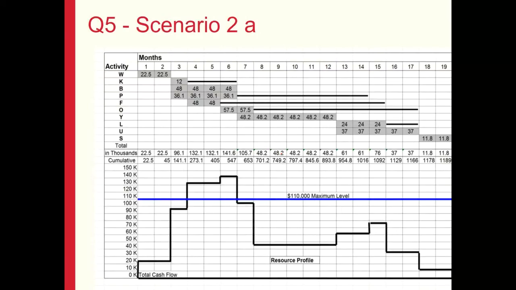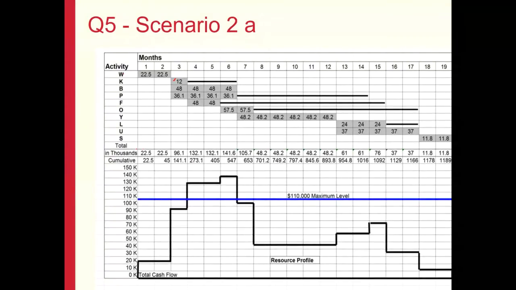So once we have the bar chart, then we can load it with our resources. In this example, the resource was the cost information, which has been given in the problem. For instance, activity W has a total budget of 45,000 with a split of 22.5 per month. Likewise, activity K has a total budget of 12,000 as given in the problem, and activity B has a budget of 48,000 per month.